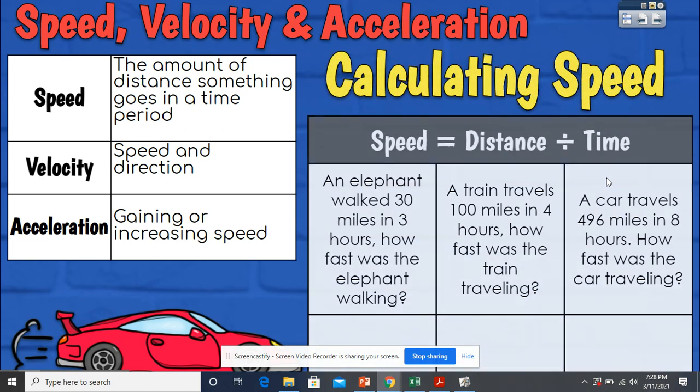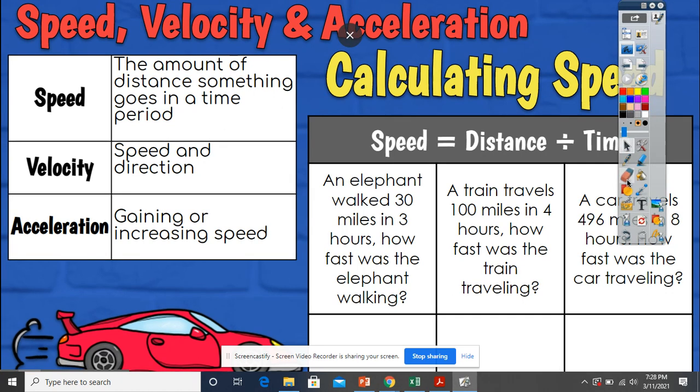So to calculate speed, we're going to look at this first example. So we said that speed equals distance divided by time. So our first example says an elephant walked 30 miles in 3 hours. I know that my distance is 30 miles. So 30 miles is my distance. I'm going to represent that with a D, a little arrow there. And 3 hours is my time. So I'm going to represent that with a little T.